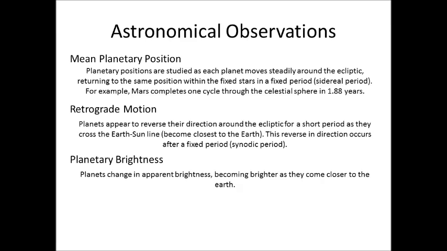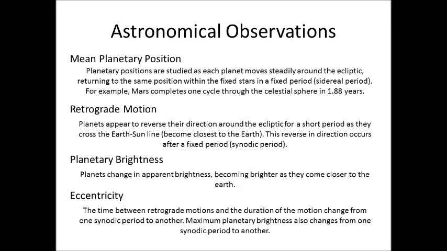Planetary brightness is also known to vary, also with the synodic period. An eccentricity in planetary motion was also recognized, where the length and precise timing of the retrograde motion was known to vary, as did the maximum planetary brightness.